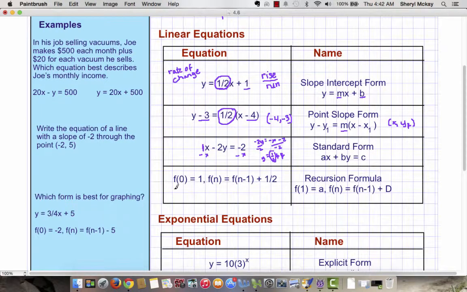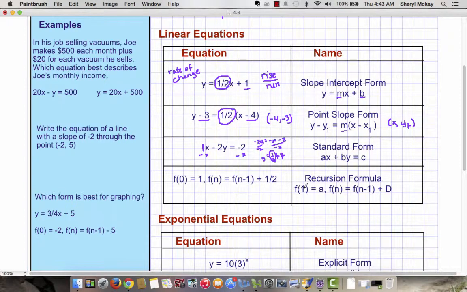F of 0 equals 1. F of n equals f of n minus 1 plus 1/2. Well, this is a recursion formula. And a recursion formula, as you know, always talks about the previous term. So you always find out what the starting term is. F of 1 equals a1. So the first term in this situation, it told us what the 0 term was, and that's 1.